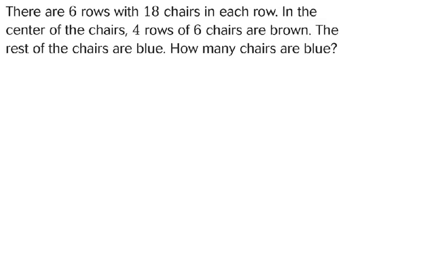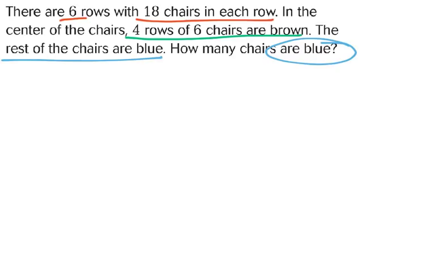Next problem. Now this one's a little complicated again, so we got to make sure we have step by step by step. There are 6 rows with 18 chairs in each row. 6 rows, 18 chairs in each row. In the center of the chairs, there are 4 rows with 6 chairs are brown. The rest of the chairs are blue. How many are blue? Okay, I'm going to draw a picture to help me with this one.